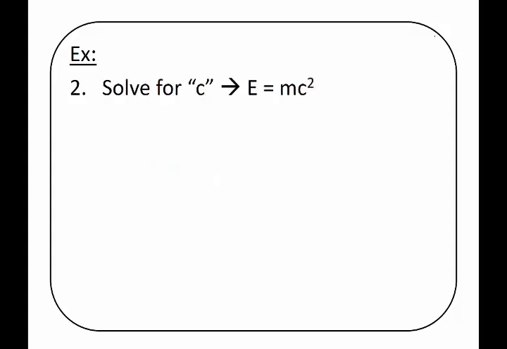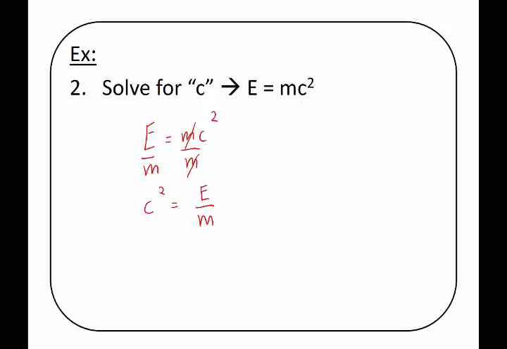So let's try another. In E equals mc squared, we want to solve for c. Well, we start with our equation, E equals mc squared. And like before, we're trying to get the m to the other side, so we divide both sides by m. That'll cancel it out. And we're left with c squared is equal to E over m.